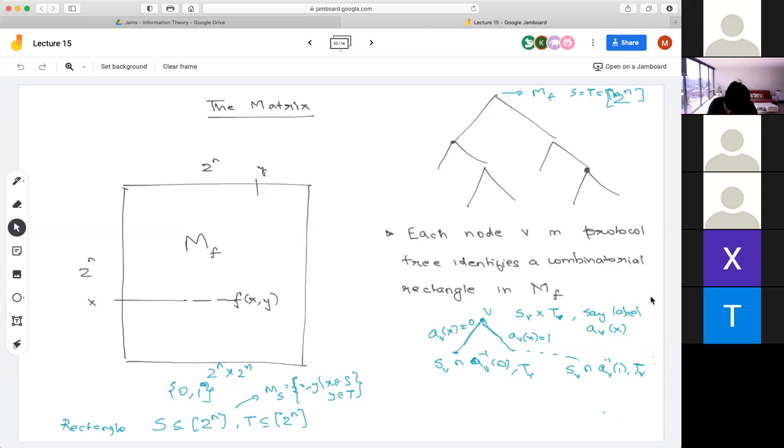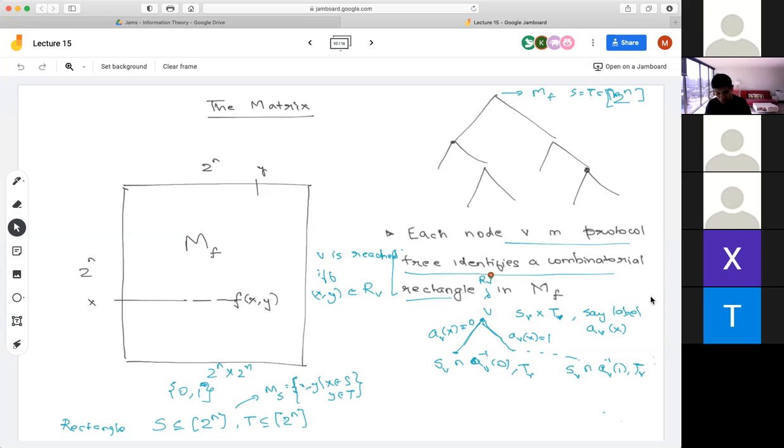So what do I mean by each node identifies a combinatorial rectangle? I guess I should have said it more carefully, that this node is reached if and only if the input x,y belongs to this rectangle identified by this node. Okay, let's call it.